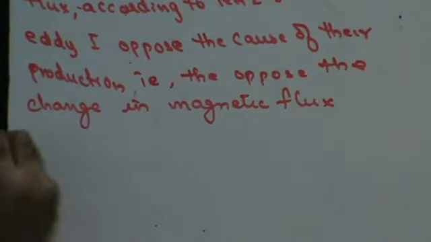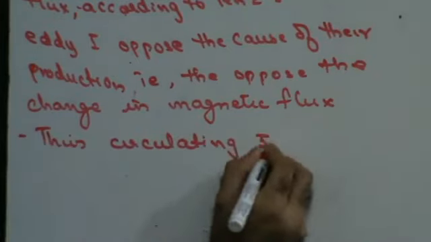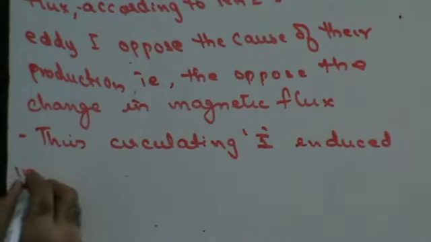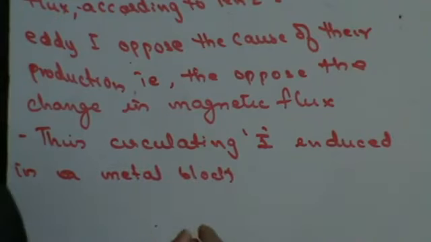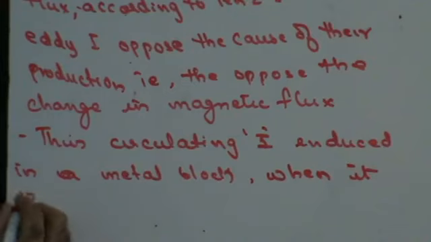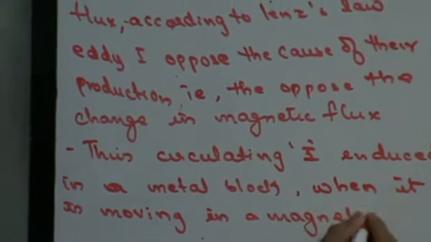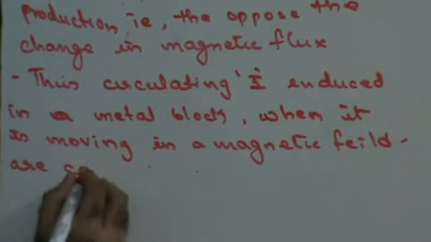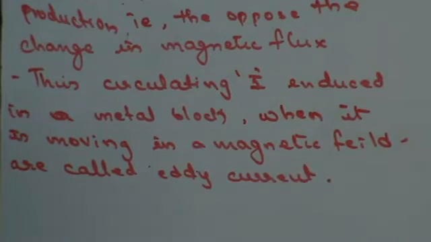Thus, circulating currents induced in a metal block when it is moving in a magnetic field are called eddy currents. Right? So do you understand what eddy currents are?